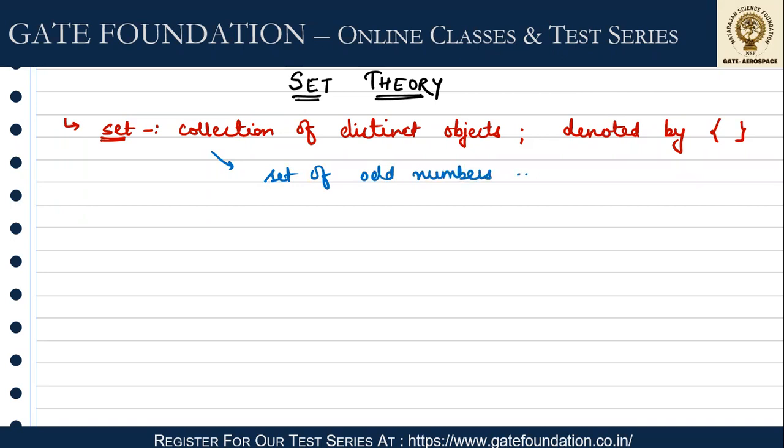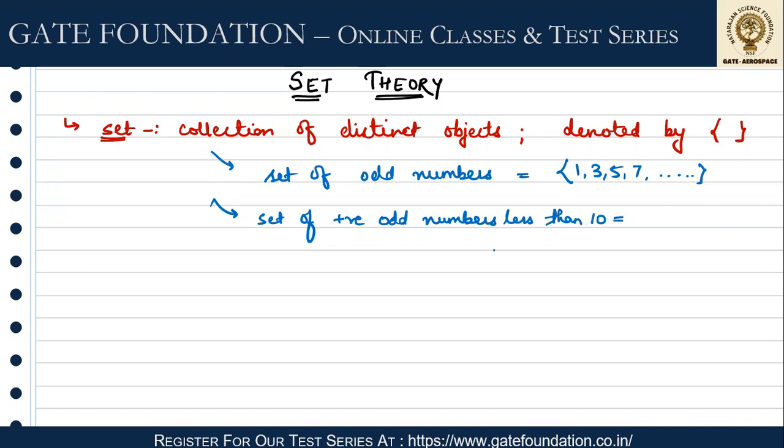Set of odd numbers. So it will be simply like 1, 3, 5, 7, and so on. Okay. And then we can also have, यहाँ पर मैं एक और चीज यहीं पे explain कर देता हूँ. We have set of positive odd numbers less than, let's say, 10. 10 से कम. This will become 1, 3, 5, 7, 9. राइट. इतने ही हमारे पास.